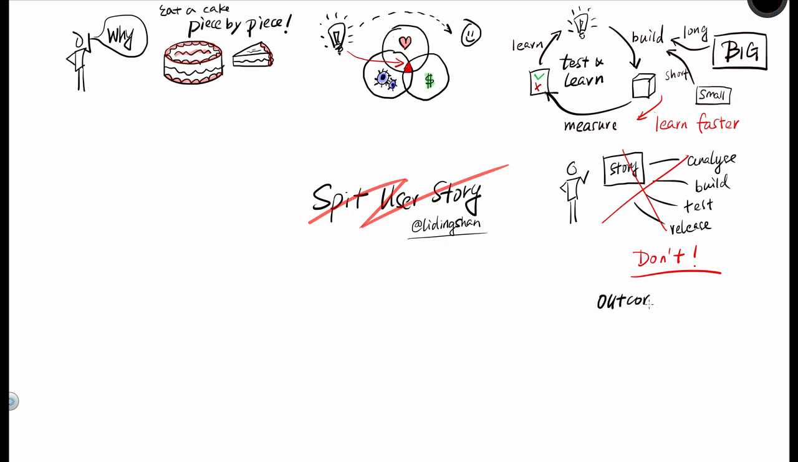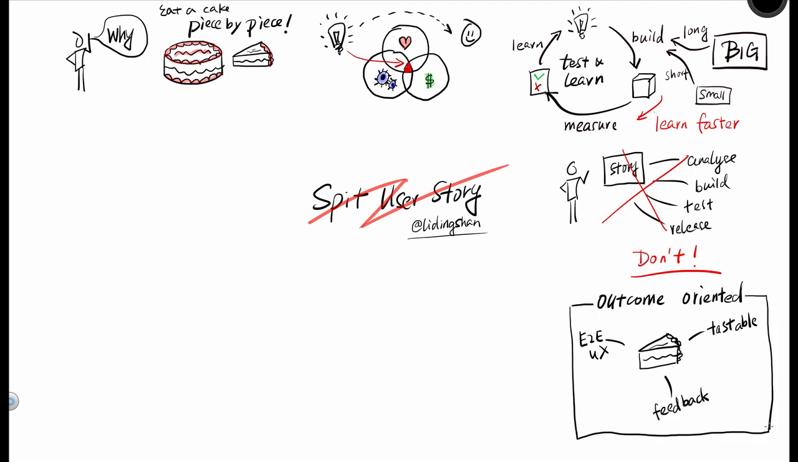Breaking down a big user story needs to be outcome-oriented, just like you would love to enjoy a piece of cake with all the different layers. It needs to provide an end-to-end user experience. Your potential customer or user can taste it so they can provide feedback to you. There are different ways to do it.